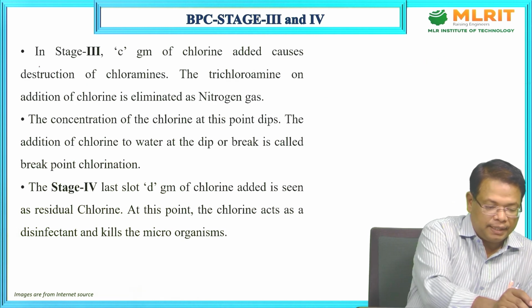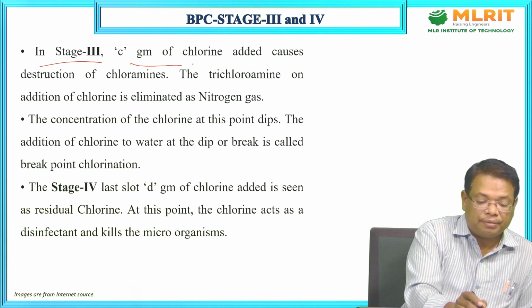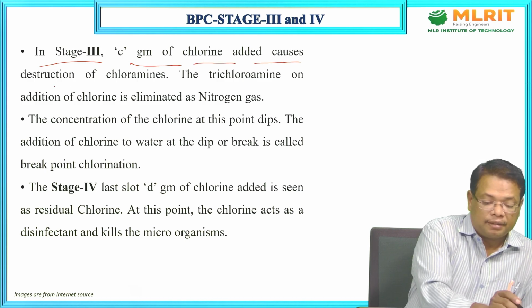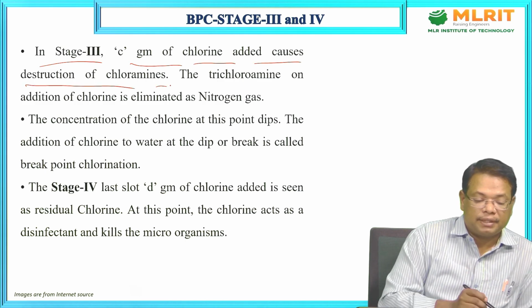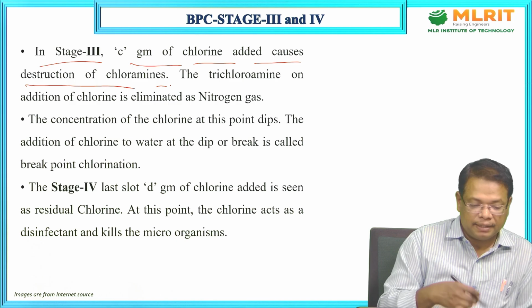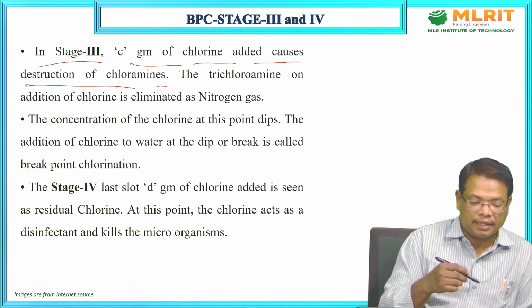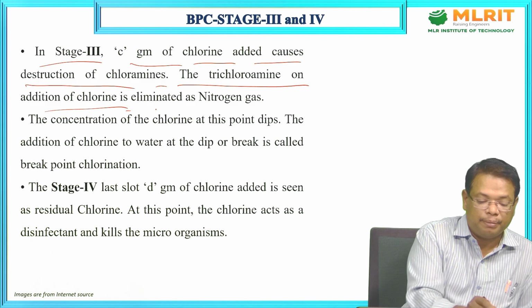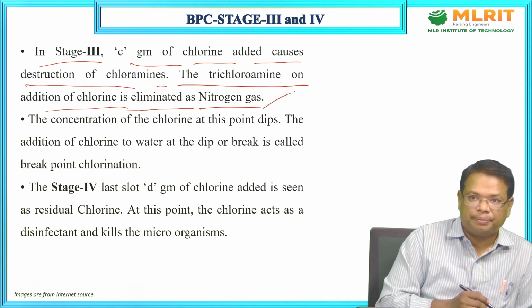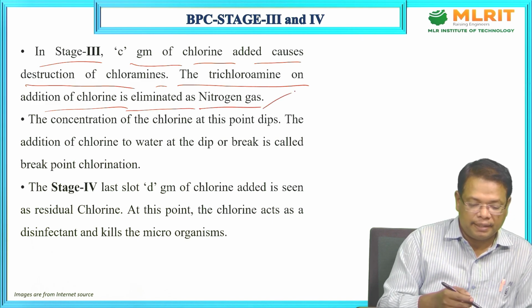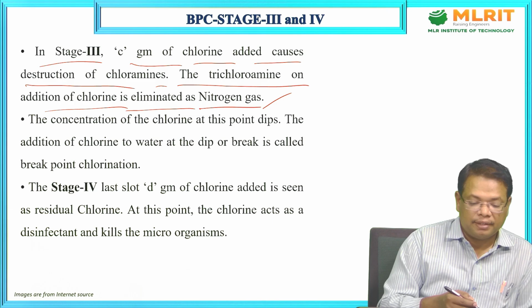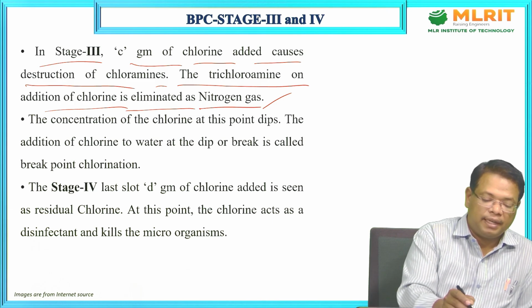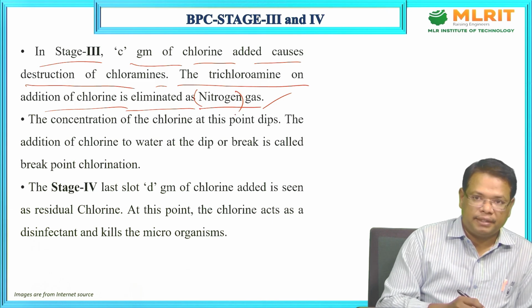In stage 3, 6 grams of chlorine added causes destruction of the chloramines. So now we are adding a little more chlorine. The trichloramine, on the addition of chlorine, is eliminated as nitrogen gas. So while we keep adding chlorine after trichloramine, nitrogen will finally be released.